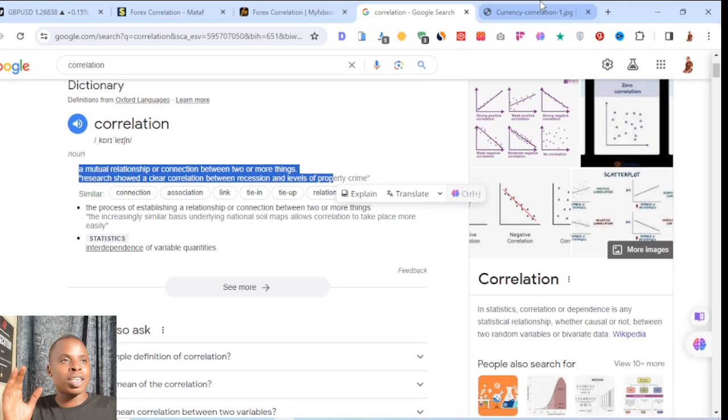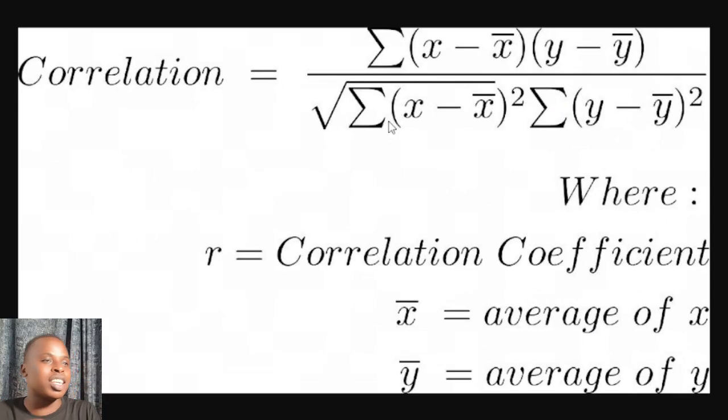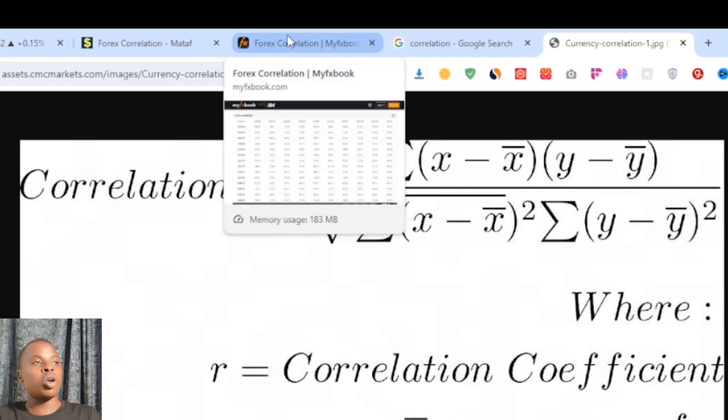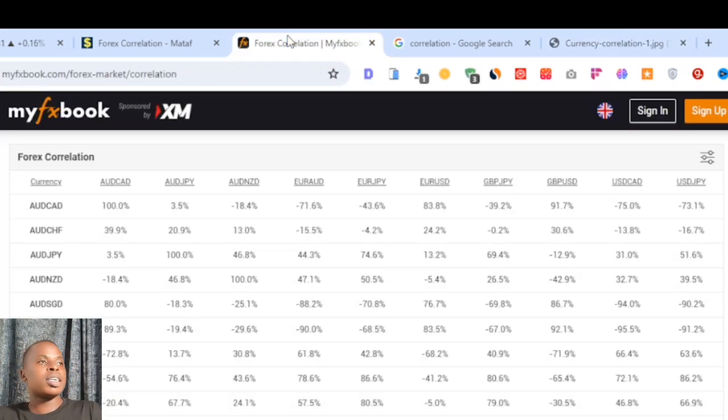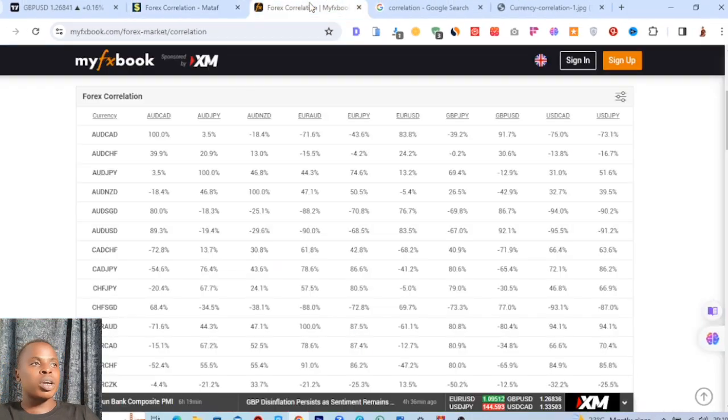To calculate correlation, you are going to use this formula right here. And yes, I know what you are thinking. You are not here to do maths and you are not going to be calculating these things to make money, because if you try to do this, most people are just going to quit. So that is why, thanks to technology, we have websites that can do this. You can go to any website like MyFXBook or this website here, and you can see the correlation right in place.